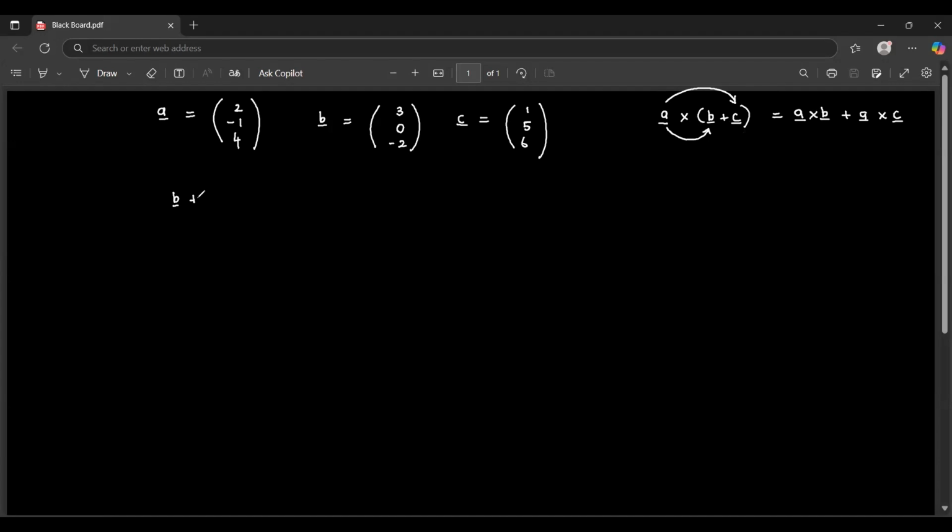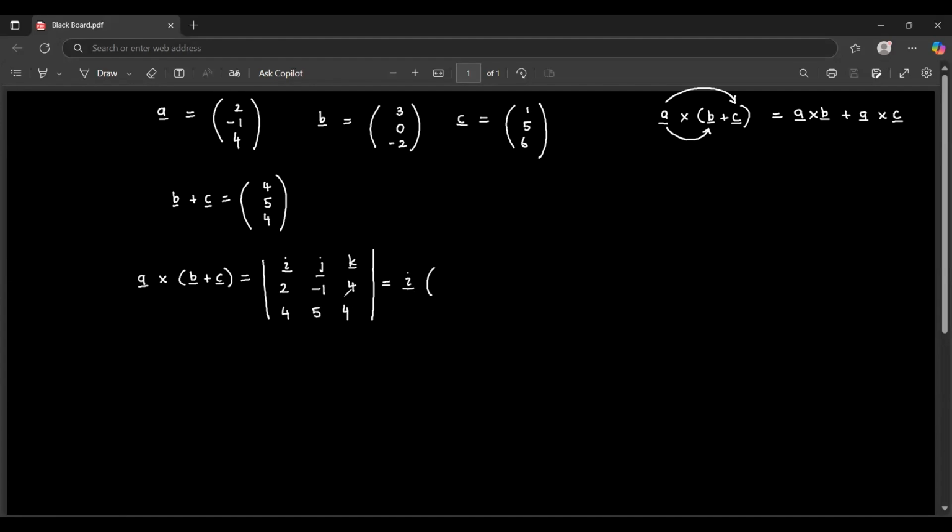So we know B plus C will be equal to 4, 5, 4. Okay. So A cross B plus C can be found out as i, j, and k. So here we have A first: 2, minus 1, 4. Then B plus C: 4, 5, and 4. This will be equal to i into minus 1 into 4, minus 4, minus 4 into 5, minus 20. So it will be minus 24, minus j into 2 into 4 is 8, minus 4 into 4 is minus 16.